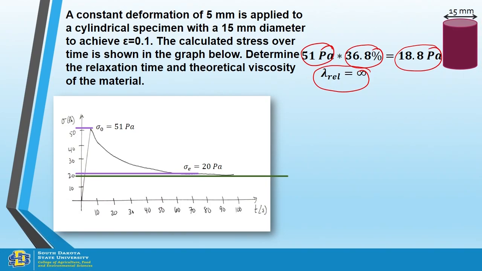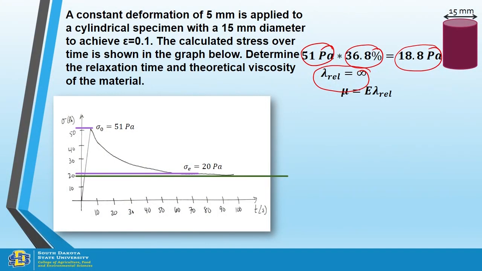So your theoretical viscosity will be infinity, because if you multiply this by the modulus of elasticity, your viscosity will be infinity. Any questions on this? So from calculation, the viscosity is infinity, but for practical purposes, how can we say that the viscosity is infinity?